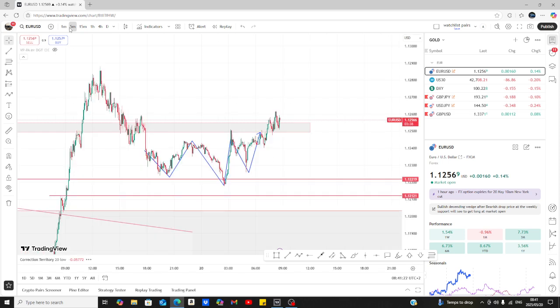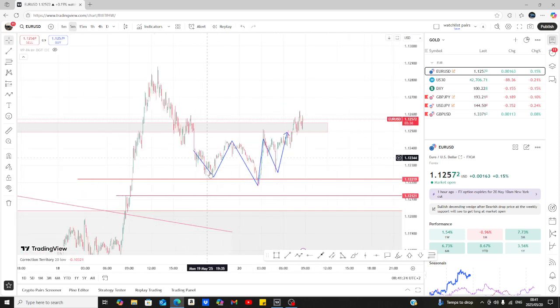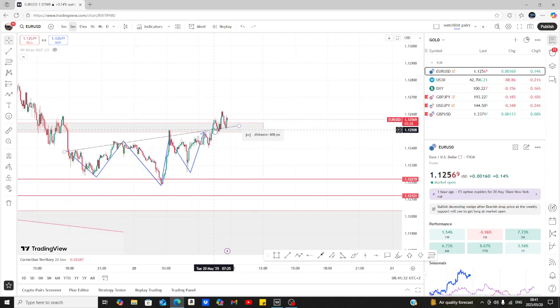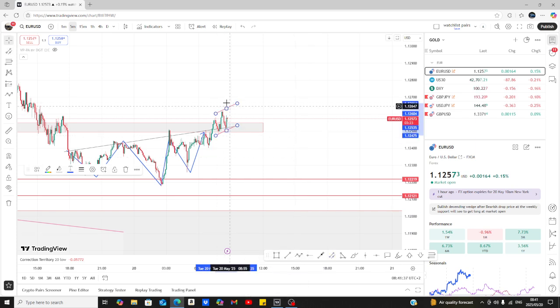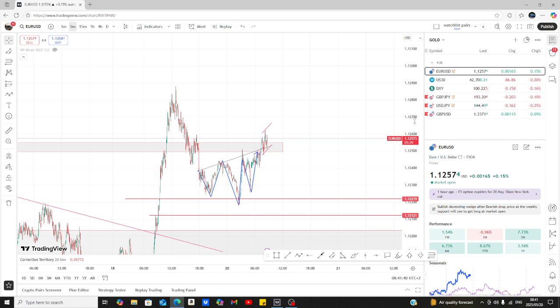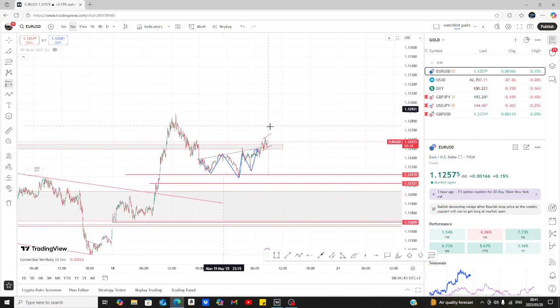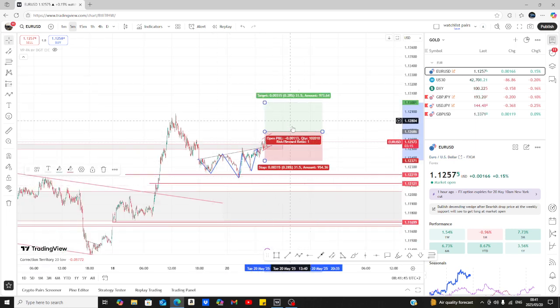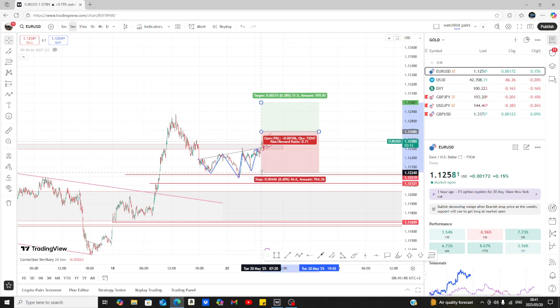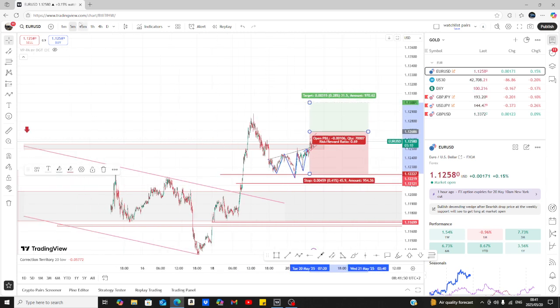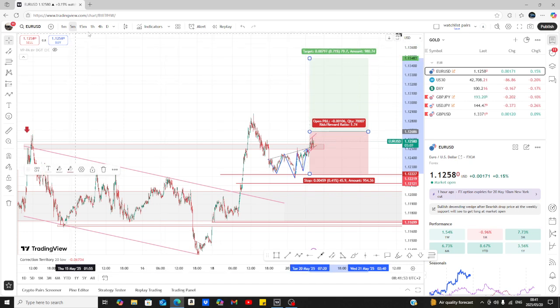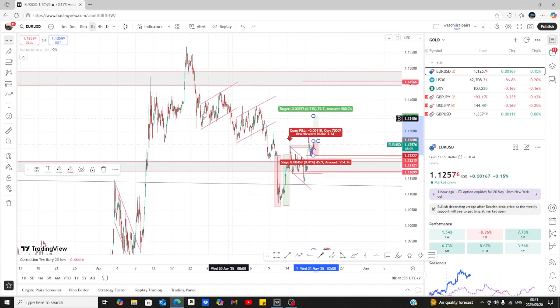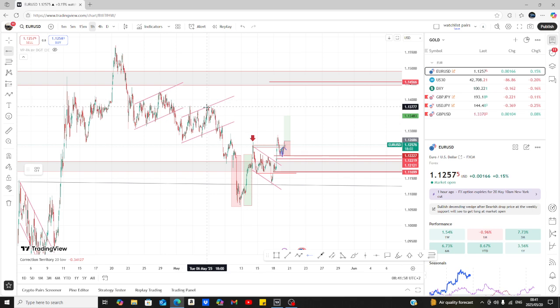Let's just go into a 5-minute. So as you can see, this is an inverse head and shoulder pattern. The break of the neckline has happened. We have this lower time frame correction happening right here. Good entry would be to put a buy stop around here, stop loss just below the shoulder, and target would probably be this first peak here.